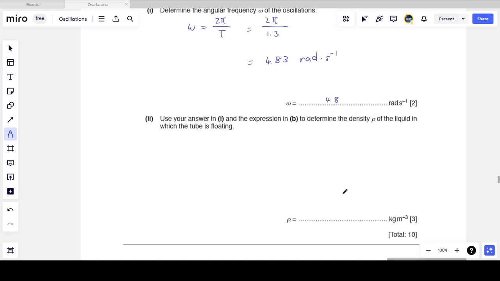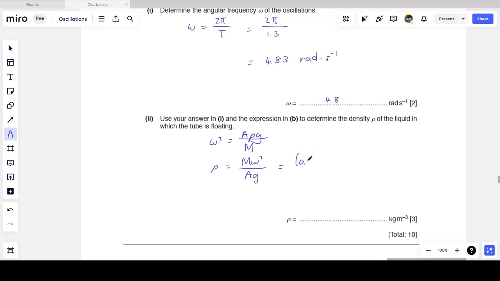We're then told to use our answer in part one and the expression in part B to determine the density rho of the liquid in which the tube is floating. Like I said before, the thing in the brackets is omega squared. So that's A rho g over m, which means with a quick change of subject of formula, rho becomes m omega squared divided by A times g.